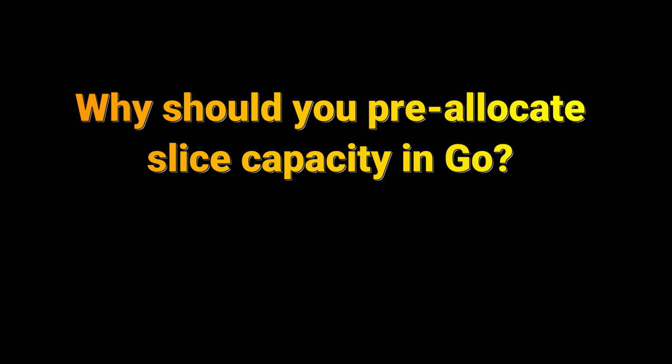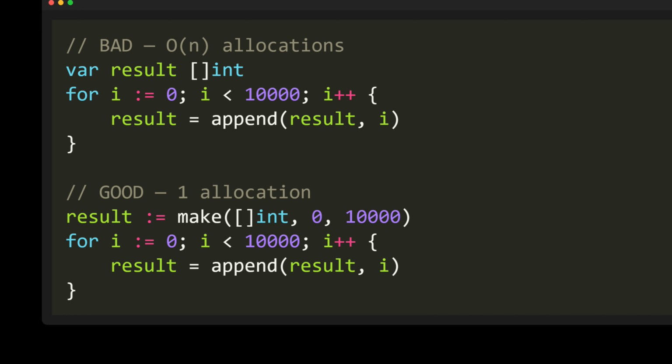Question: why should you pre-allocate slice capacity in Go? When you know roughly how many elements a slice will hold, you should pre-allocate the capacity using make. This tells Go to reserve enough space from the beginning. If you don't pre-allocate, Go has to keep growing the slice by creating new arrays and copying data over each time. For large numbers of items, this can happen many times and slow down your program. Pre-allocating means Go only needs to create the array once, which makes your code run faster.